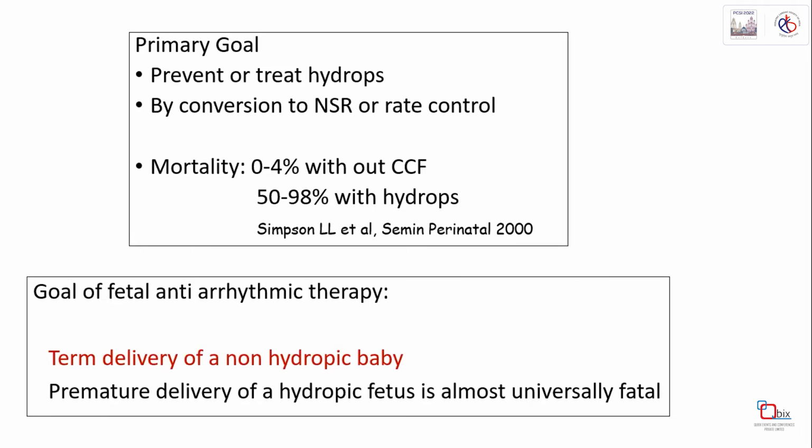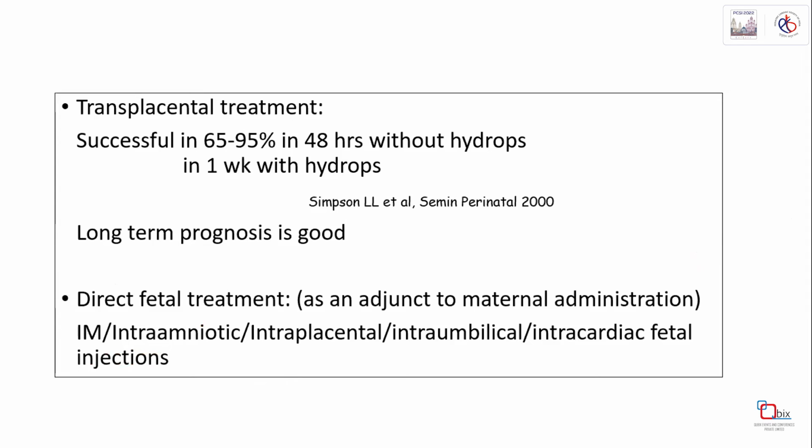The goal is to actually have a term delivery of a non-hydropic baby. You want to avoid or prevent hydrops and convert it into sinus, if not, at least reduce the heart rate. In most situations we have transplacental treatment. The response to treatment is much better if you have no hydrops. Once you are done with that, long-term prognosis is beautiful for babies. Most of them are off medications in the first year of life.